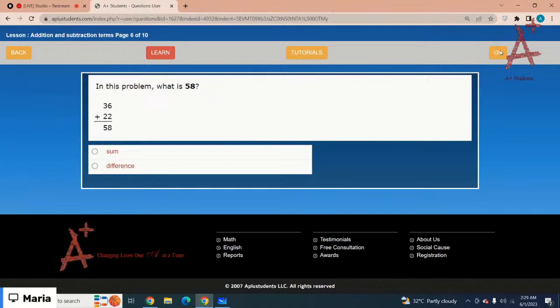In this problem, what is 58? You have to add 36 and 22. So when you are adding two numbers, the answer would be the sum. So 58 is the sum of 36 and 22. That would be the sum.